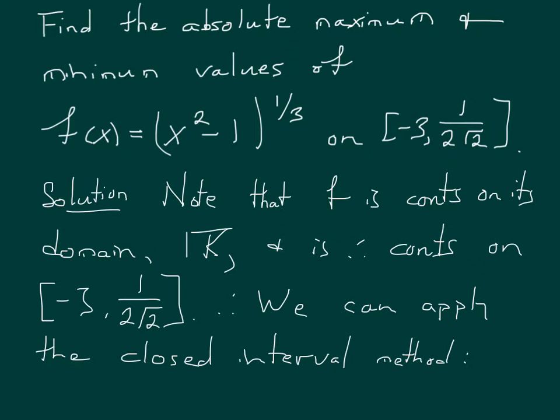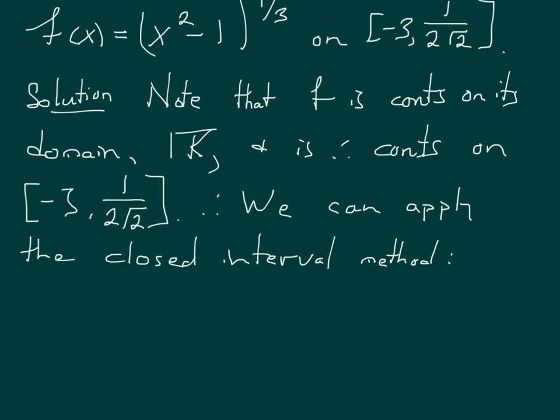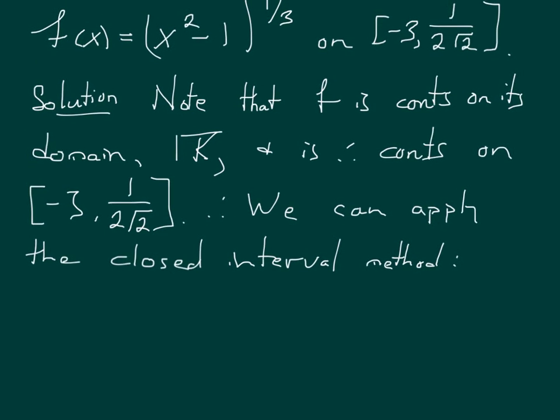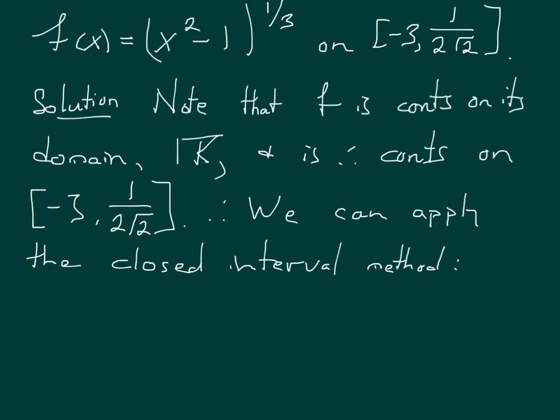All right, so what do we do first? Well, in the closed interval method, the first thing that we are supposed to do is evaluate our function f at the two endpoints. So we're going to evaluate this function f at the endpoints minus 3 and 1 over 2 root 2. All right, so first, endpoints.